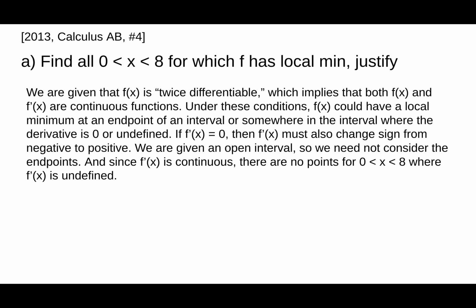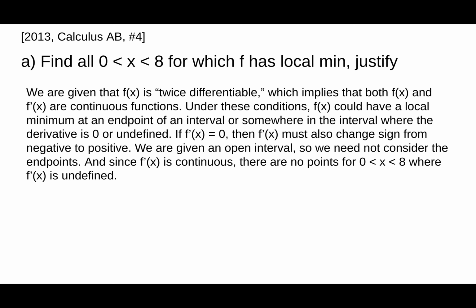We're given in the question stem that f of x is twice differentiable. Now this means that f of x and f prime of x are both going to be continuous functions. Under those conditions, the graph of f could have a local minimum at an endpoint of an interval or somewhere in the interval where the derivative is either 0 or undefined. If f prime is equal to 0, then f prime must also change sign from negative to positive in order for this to represent a local minimum. If it's the opposite, switching from positive to negative, it would be a local maximum. That is not what we are looking for.